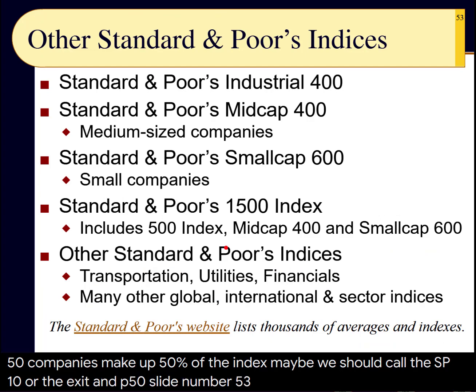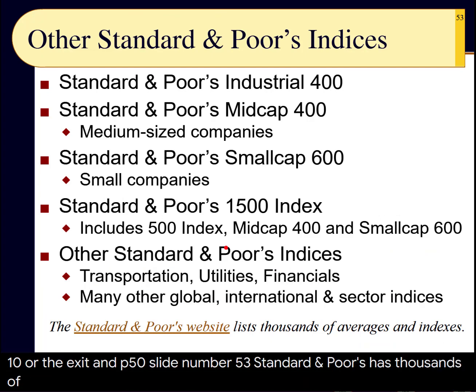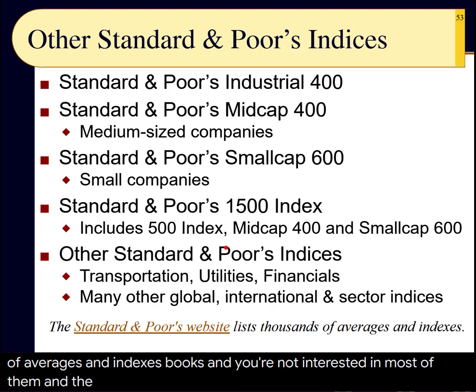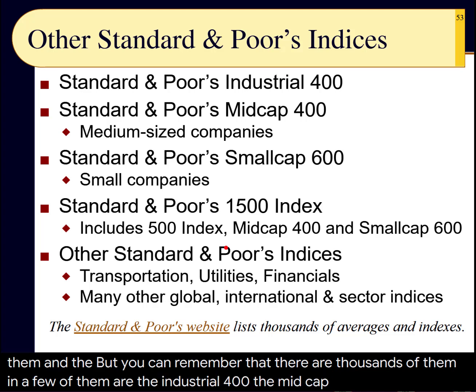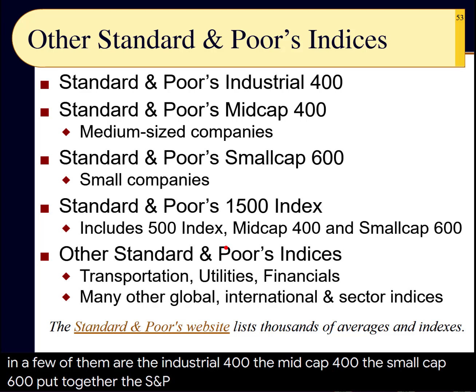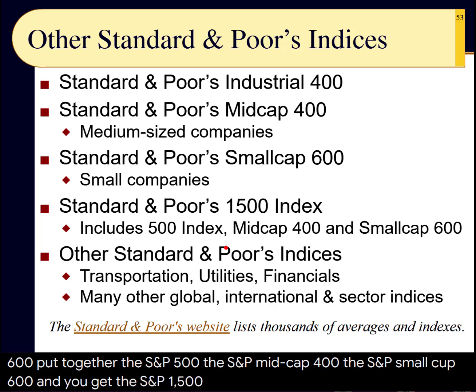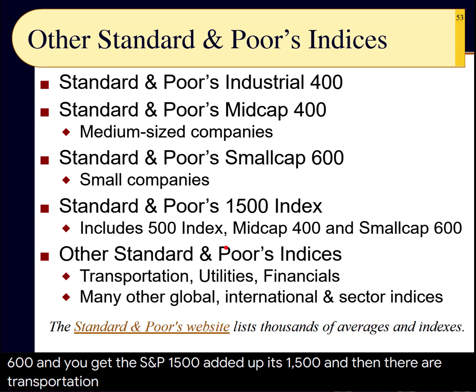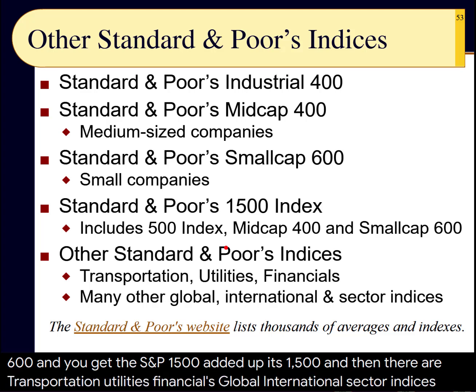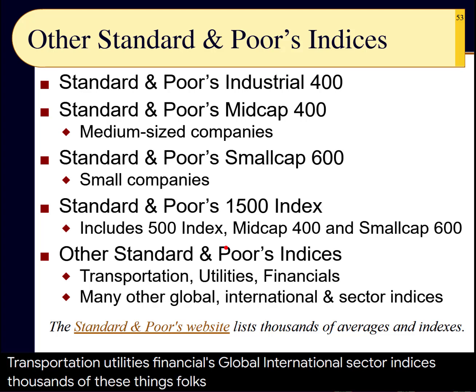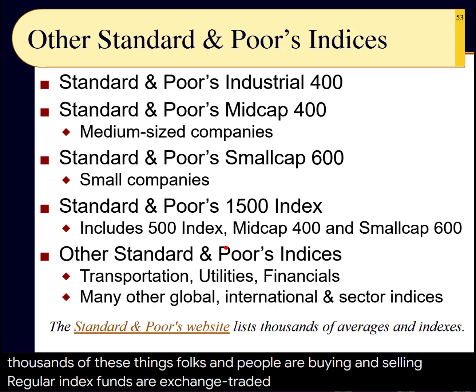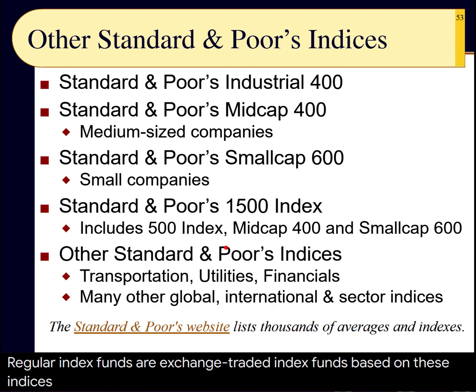Slide number 53. Standard & Poor's has thousands of averages and indexes, folks. And you're not interested in most of them, and the ones on 53, I'm not going to ask you to remember, but you can remember that there are thousands of them, and a few of them are the Industrial 400, the Mid-Cap 400, the Small Cap 600. Put together the S&P 500, the S&P Mid-Cap 400, the S&P Small Cap 600, and you get the S&P 1500. You add it up, it's 1500. And then there are transportation, utilities, financials, global, international, sector indices, thousands of these things, folks. And people are buying and selling index funds, either regular index funds or exchange-traded index funds, based on these indices. I wish them a lot of luck.